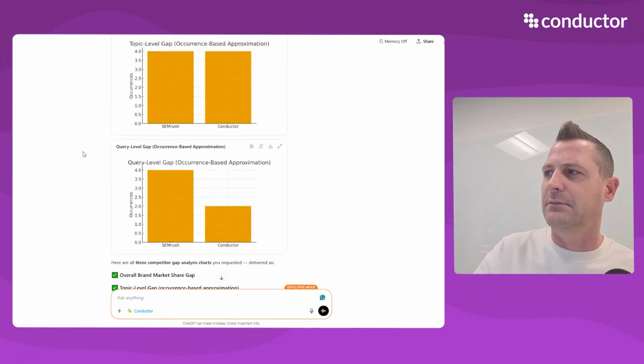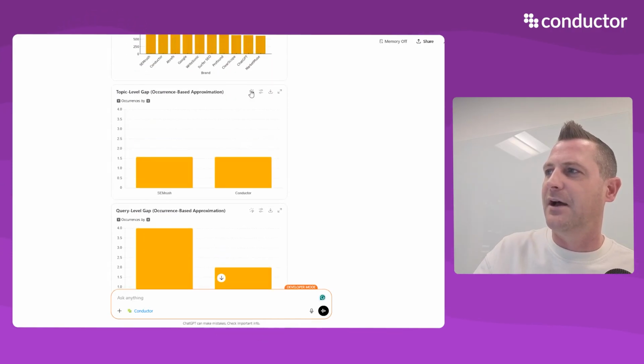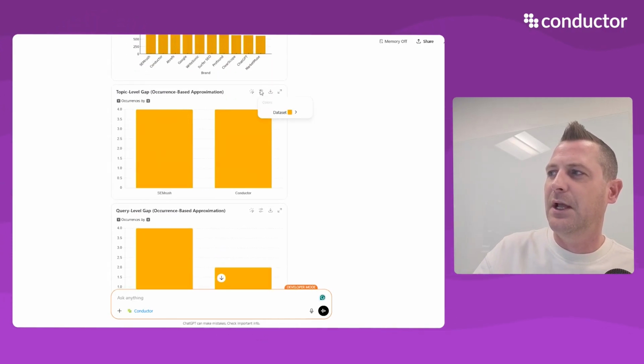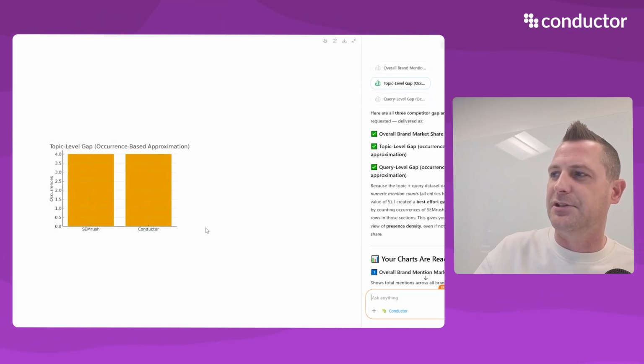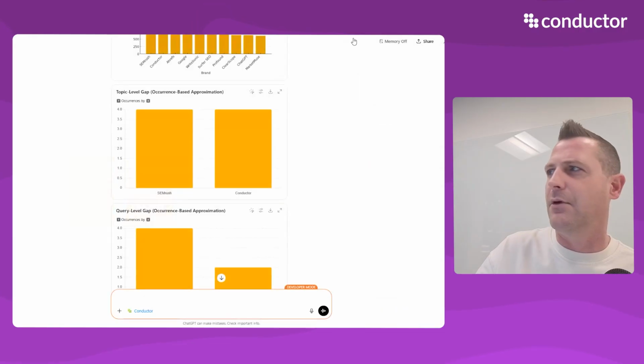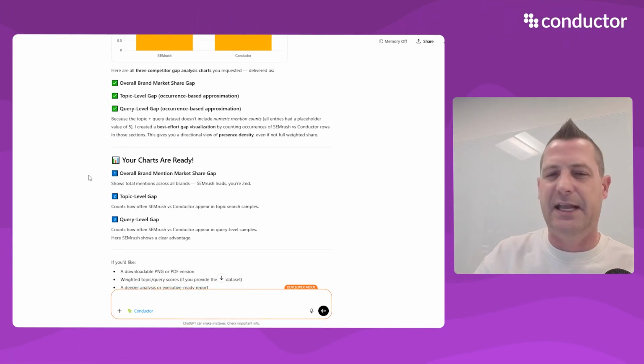And now you can click, all of these are available. Again, you can make it interactive, which I think is super cool. You can change the colors if you want to. You can download it, or if you just want to take a screenshot, throw it right into your presentation, right? And again, this is all coming from Conductor's data in your account.